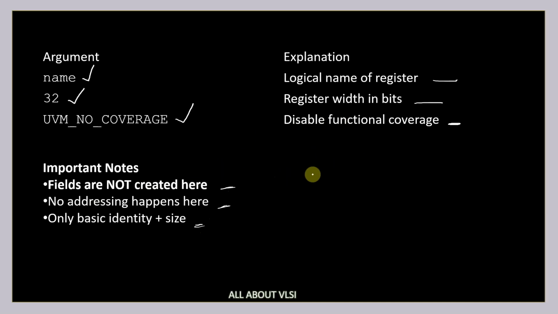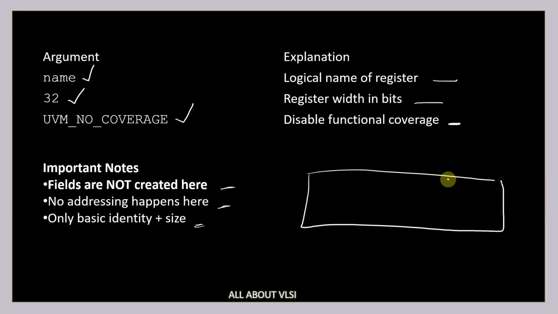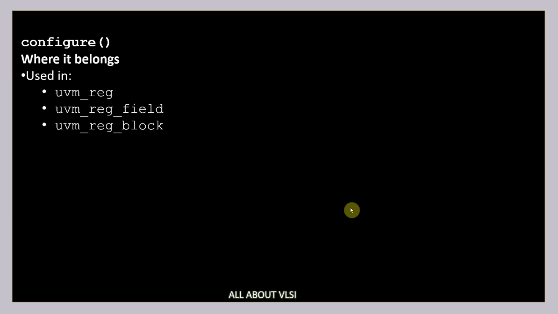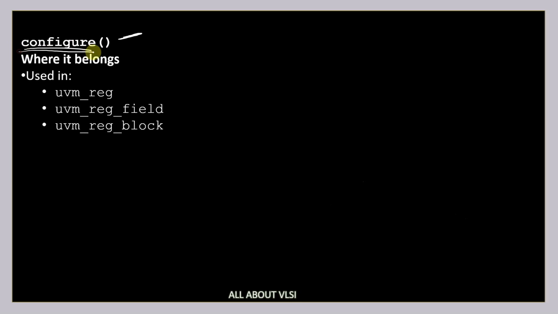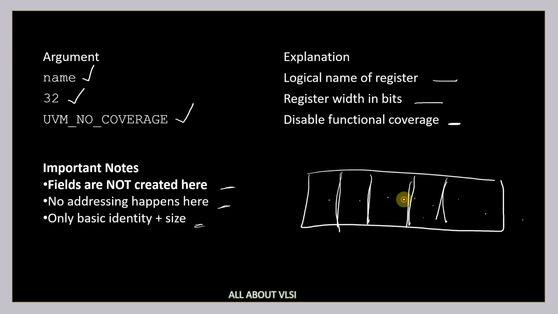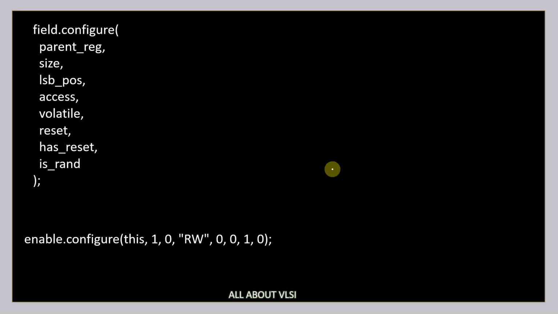For configuring our fields inside our register, we are going to use another method known as configure. Using this configure method, we configure the values of the fields present inside our register. Before configuring those values, the first thing we need to do is create this register. Then we use the method known as configure for configuring the values of these fields. Now, how to configure this? We use a method known as configure.